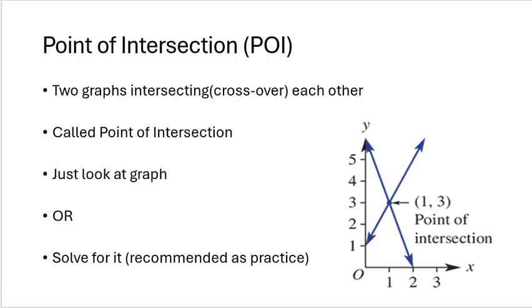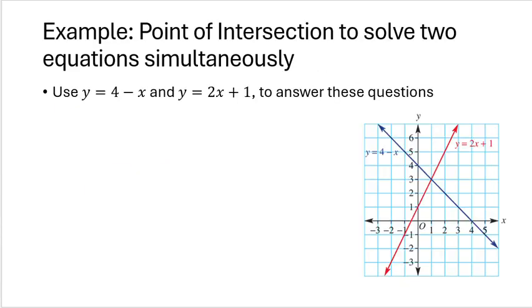Now, point of intersection. It's when two graphs are intersecting or they cross over each other. You can do one of two things: look at the graph or solve for it. Now, if you solve for it, it doesn't do you any favors when answering the question, but it is good practice because at the end of the day, you are going to solve regardless of the question. It's just some good additional practice for you all. So I would recommend solving it, but if that's the case, just use the graph.